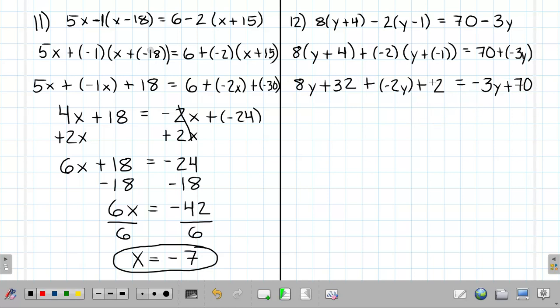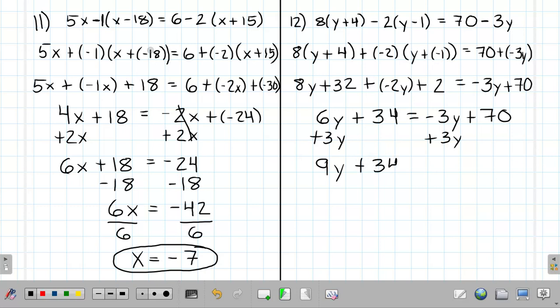So on the left-hand side, we got a lot we can do over here, so we can combine 8y and negative 2y to give us 6y, plus 32 and 2 is 34. And once again, we're not doing anything to the right-hand side this time. But now we see we got a negative 3y, so let's add 3y to this side, so that gives us 9y plus 34 is equal to, well, those go away, so we're just left with a positive 70. Then we subtract 34.